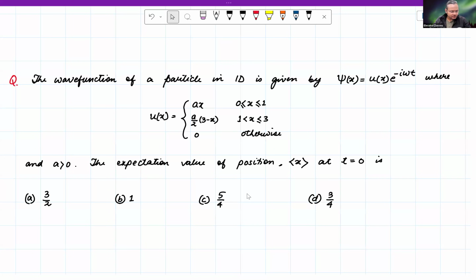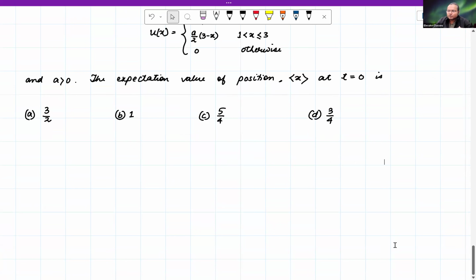Let me check the answers. Priyanka, correct answer. Ramkiran, correct answer. Tanya, correct answer. Sumana, correct answer. Fine, good. It's a very easy question. I'm not going to solve this because it's relatively easy and you have already done it. In the PDF, I'm going to share the detailed solution.